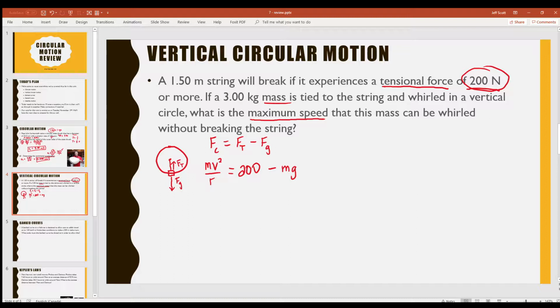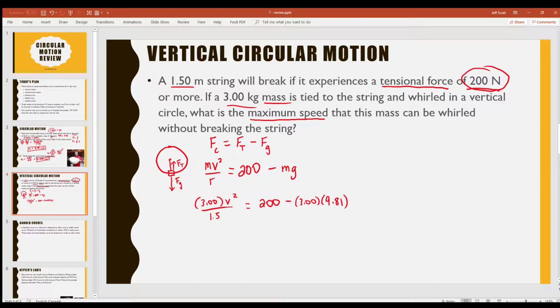M we know is 3 because it gave us the mass. So we have 3.00 times v squared over r, which is the length of the string in this case, so 1.5. And that's going to equal 200 minus the mass of the object, which again is 3.00, times gravity, which is 9.81.